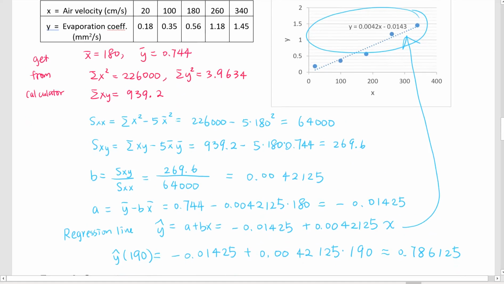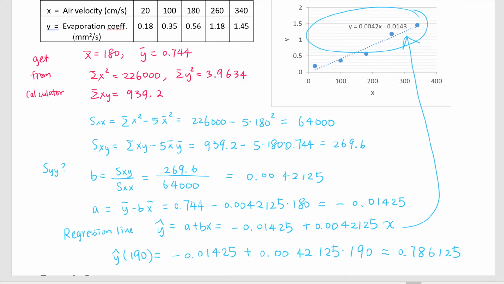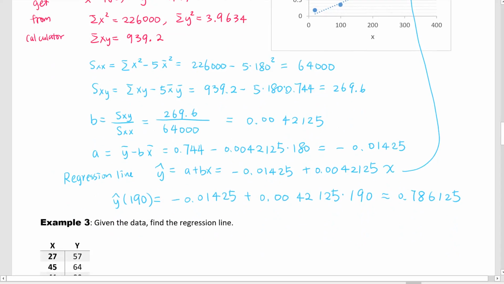Do you realize in the process we didn't solve SYY? Why? Because in the process of finding the regression line, we don't need to solve SYY. But when you want to find out the sum of the error squared, you will need to calculate SYY. Okay? So we can calculate that in our next example. So let's continue with video part B.